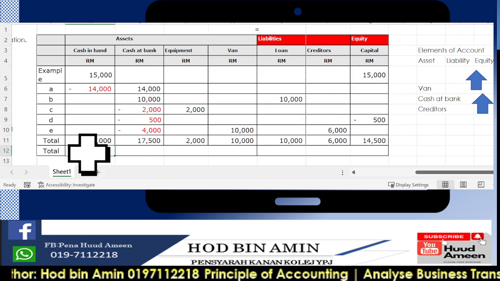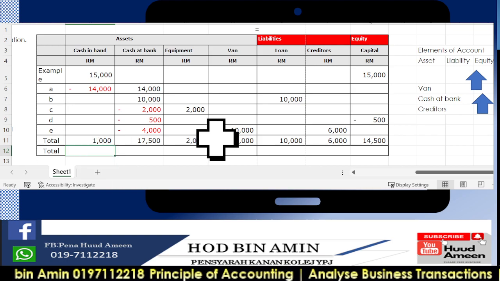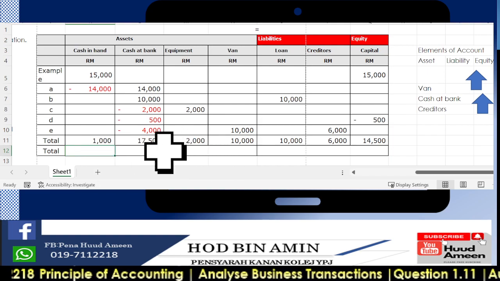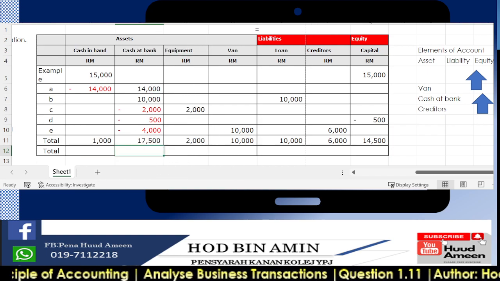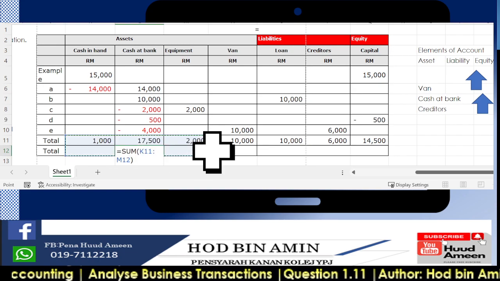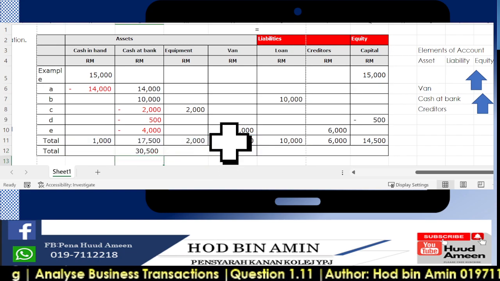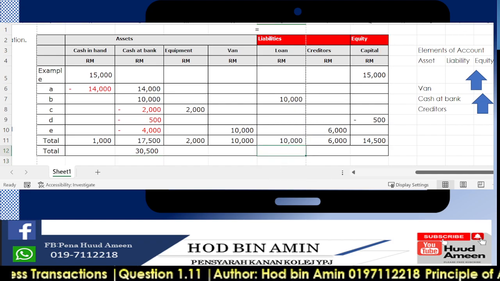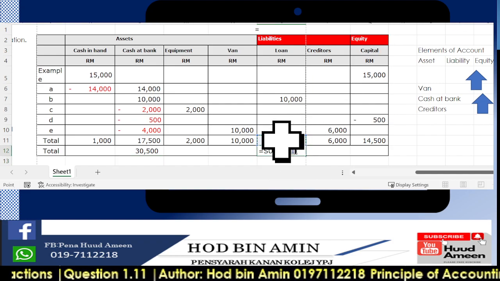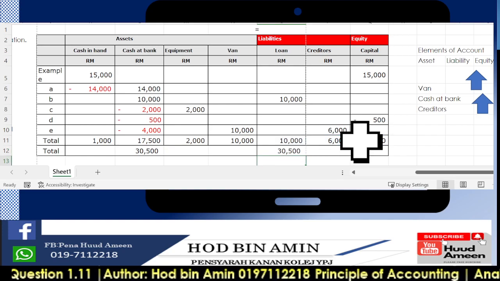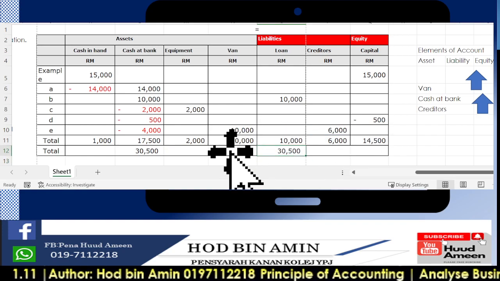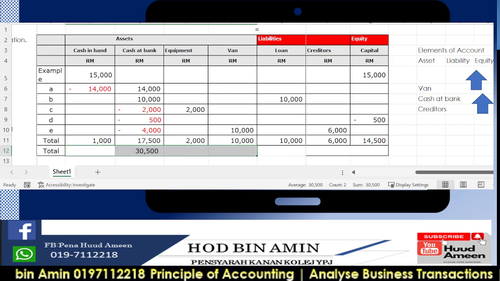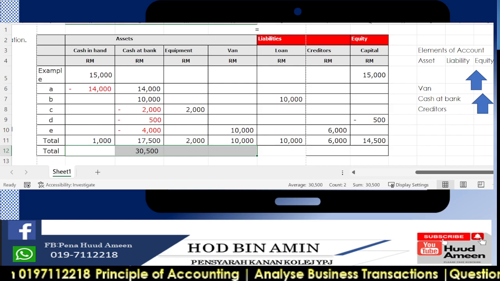You use your calculator, then you sum up all these figures into one total amount. The asset figure here, you get 30,500, and here also the same for liabilities and equities. It is the same amount, balance. So I just highlight here.